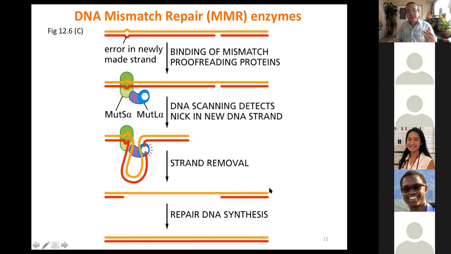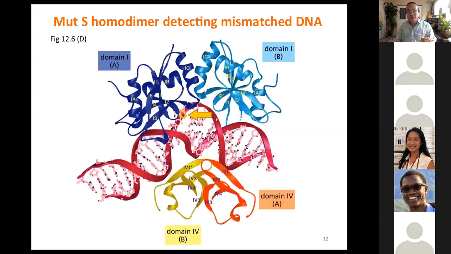So how is it that these MutS and MutL actually detect a mismatch? They do it by riding along the DNA. So here we have that dimer of MutS.